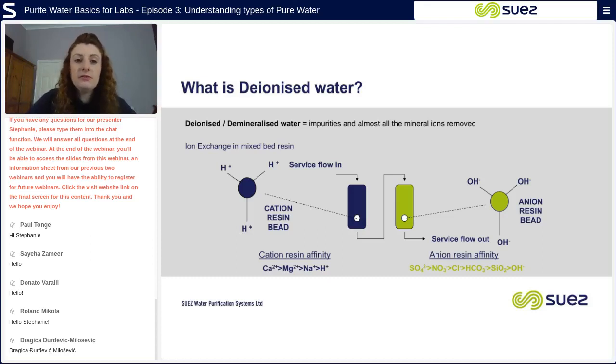When the resin beads become fully saturated with the other minerals that are in the water, the resins need to be regenerated or replaced. If you are in a hard water area where there are high amounts of minerals in the feed water, the resin beads will become fully saturated with the minerals in the water more quickly. If you are in a soft water area where there are lower amounts of minerals in the feed water, the resin beads will become fully saturated more slowly.